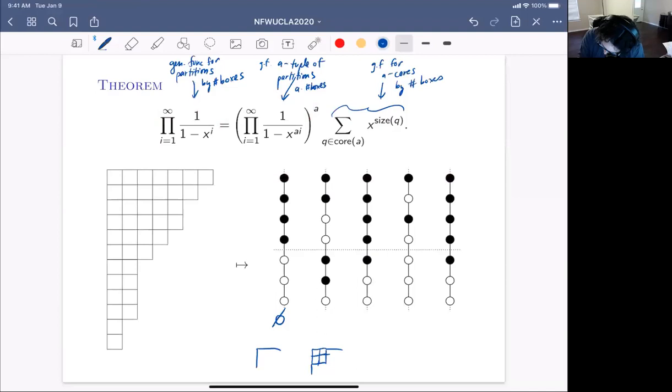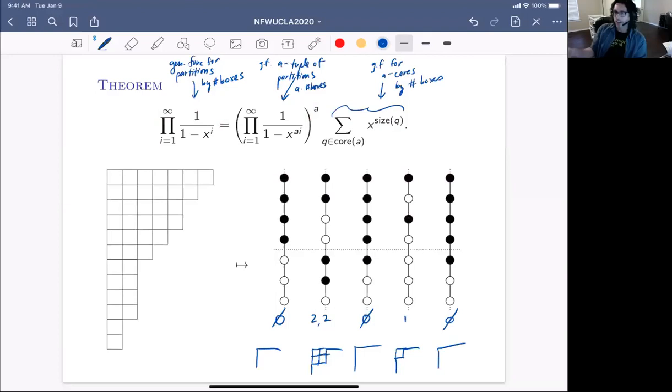Then here again, I see all ups, then all overs. So this is empty. Here I'd see ups for a while. Then I see an over. Then I see an up. That's this guy right here, and then all overs. So this is just a single box. And the last one again is an empty partition. So I get this A-tuple of partitions.